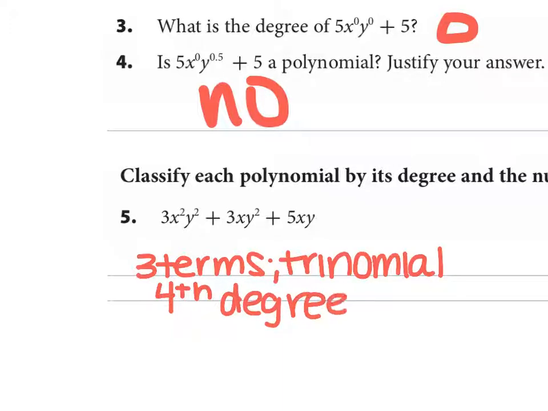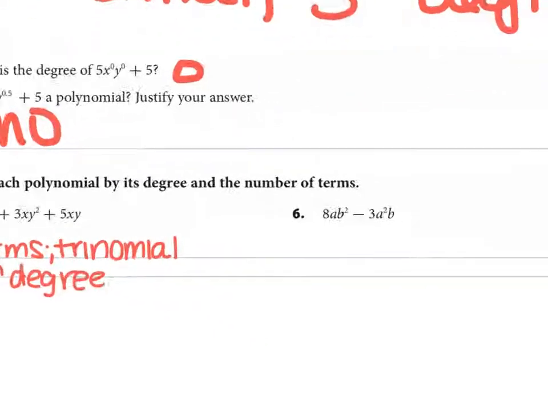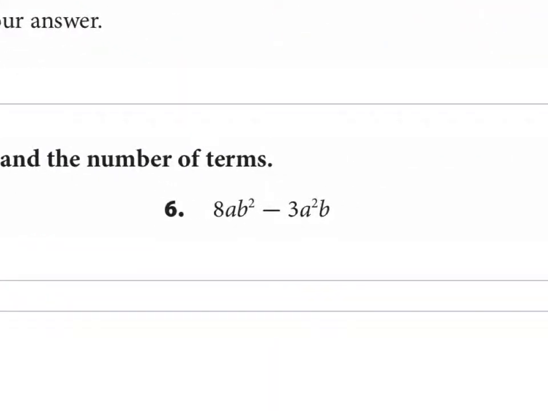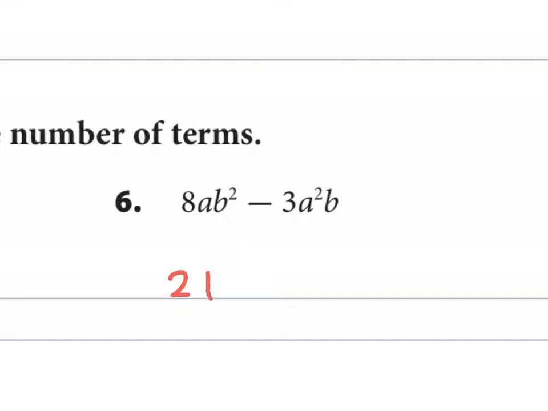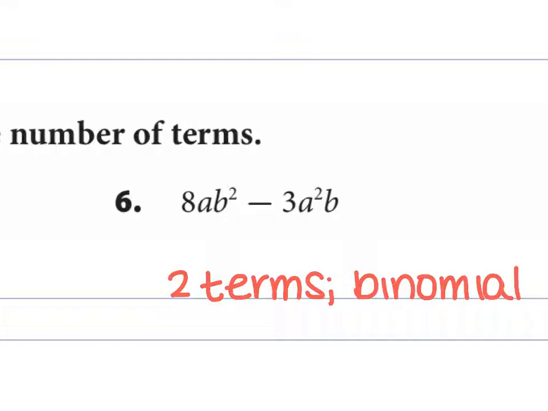If we look at the next one, we have 8ab squared minus 3a squared b. So this is two terms, so it's a binomial. And then the degree, if we add those exponents, we have a to the first plus b to the second, so 1 plus 2 is 3. Look at the negative 3a squared b to the first. That's also 3, so this is to the third degree.